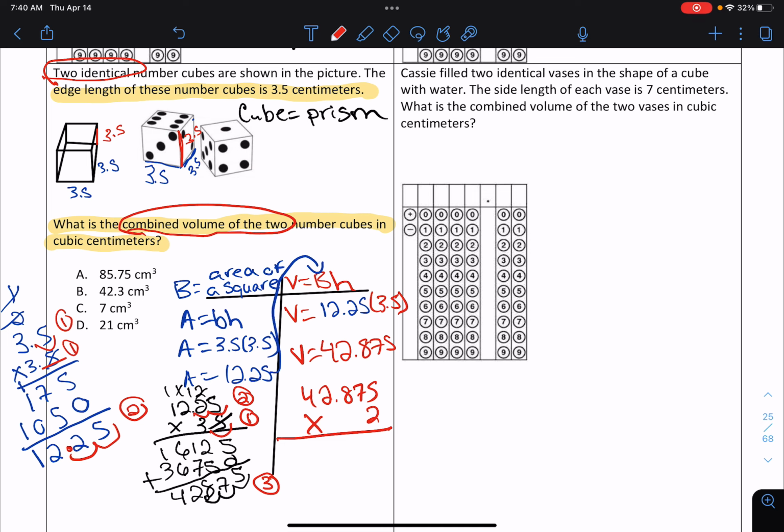See, I almost made that mistake and said my answer was B because it was the closest one, but remember, we have 2 cubes and we want the combined volume of the 2. So multiply and you'll find your answer. Okay?